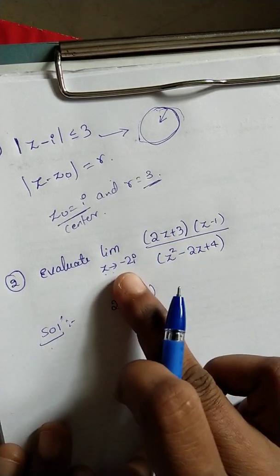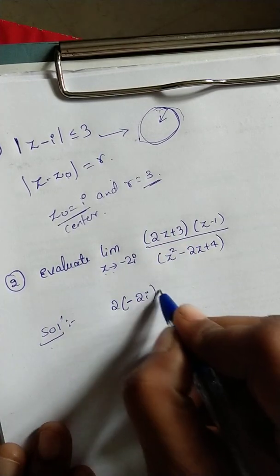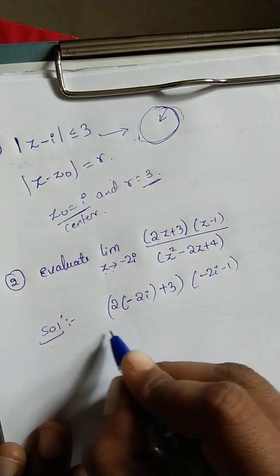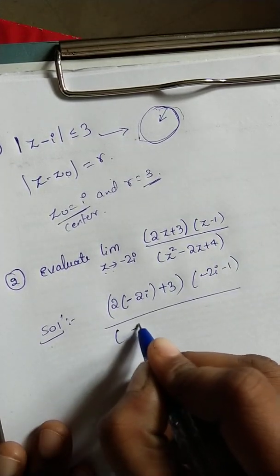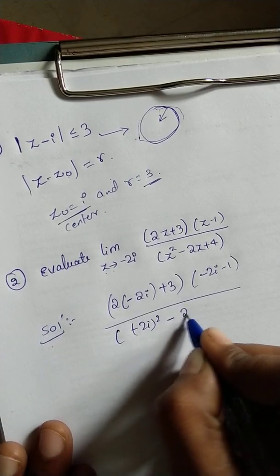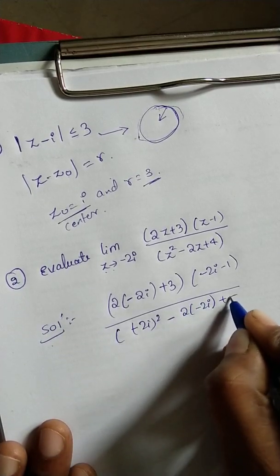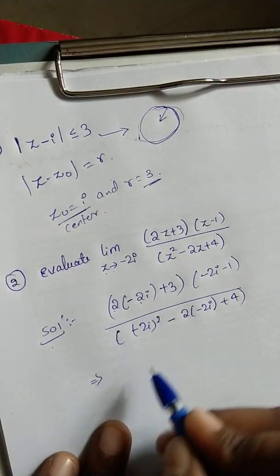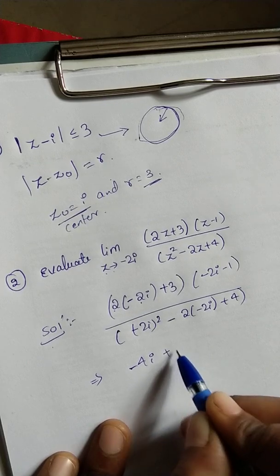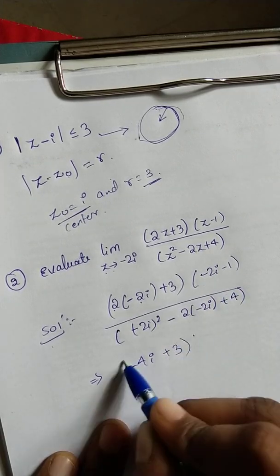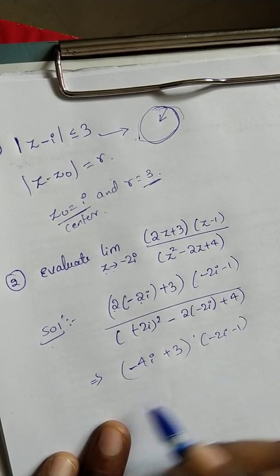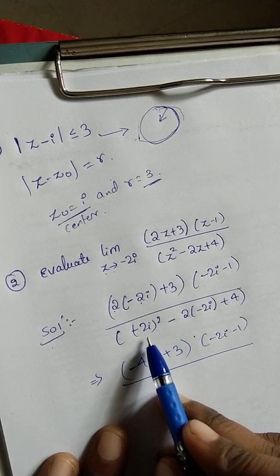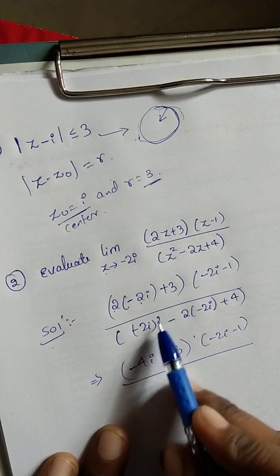In the place of Z we have to write minus 2I here. So applying to the whole equation, we get minus 2I the whole square minus 2 into minus 2I plus 4. Now you have to simplify this. 2 into 2, that is minus 4I plus 3, this one is minus 2I minus 1, all divided by minus into minus it will be plus, I square. Again I square is minus 1.